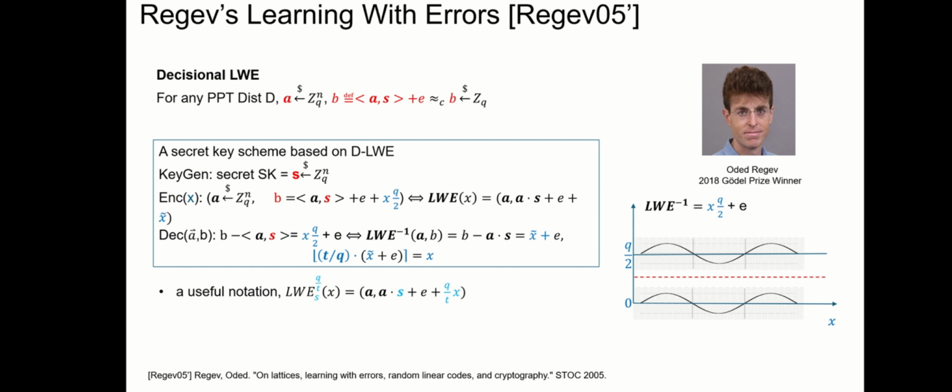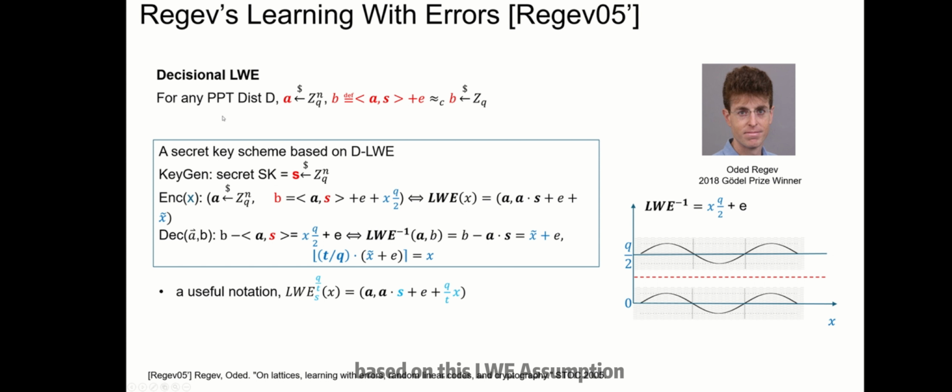Before introducing the details of fully homomorphic encryption, I want to introduce a very important concept called learning with errors. The LWE problem is described as follows: for any polynomial time-bounded distinguisher D, I generate a random vector A, and I compute B as the inner product of A and some secret vector S plus an error term E, and this computed B is indistinguishable from a randomly generated B.